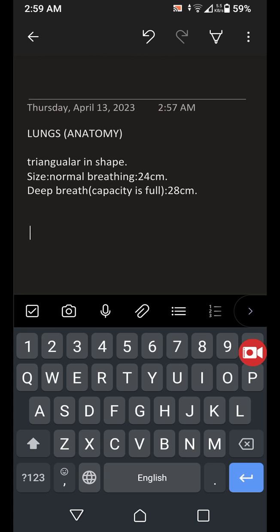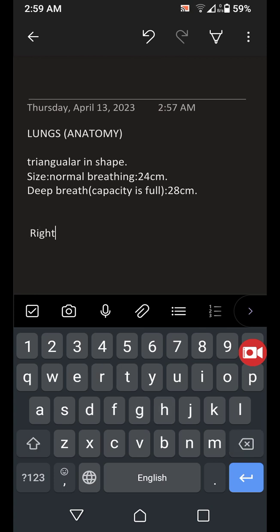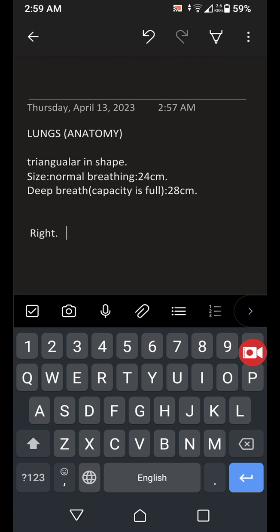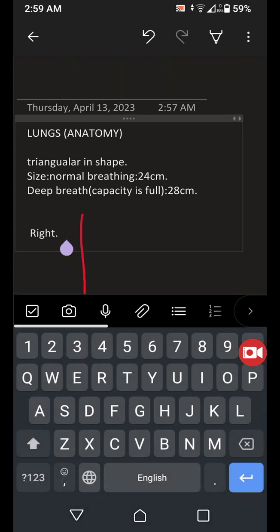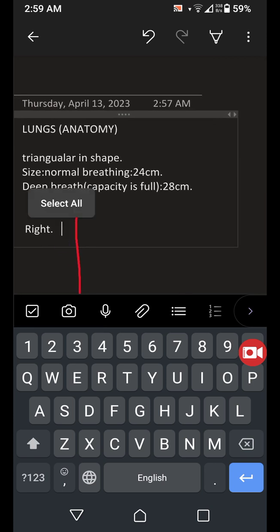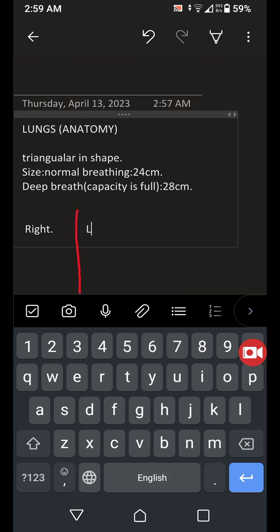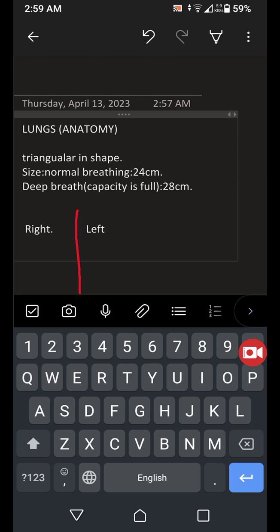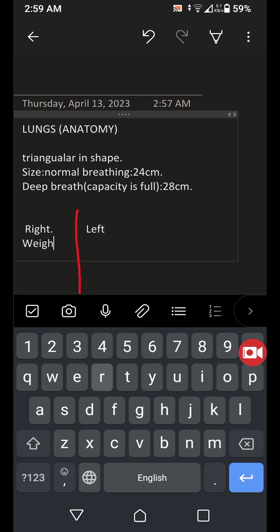Basically, we are having two lungs, right lung and the left lung. First, make the difference between these two. Okay, right and left.